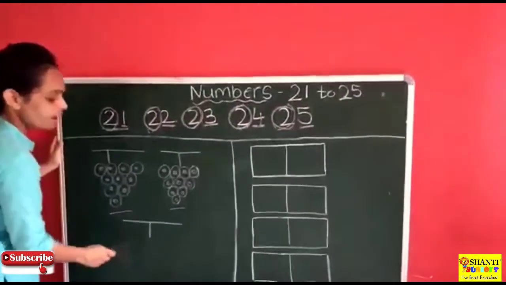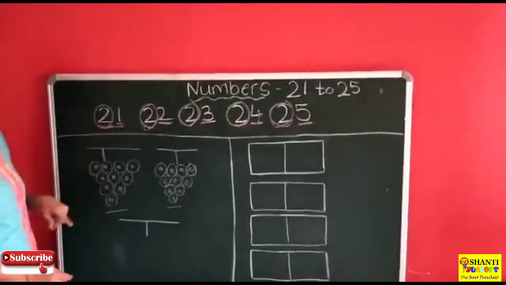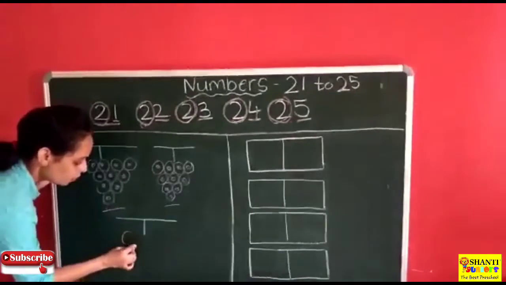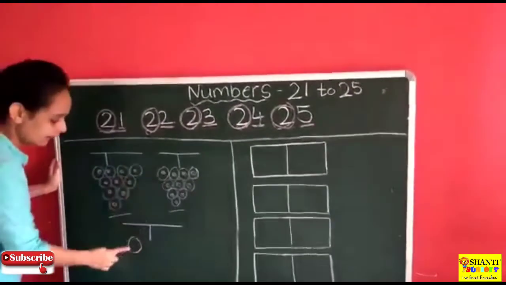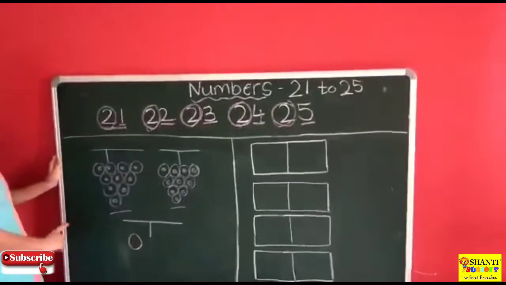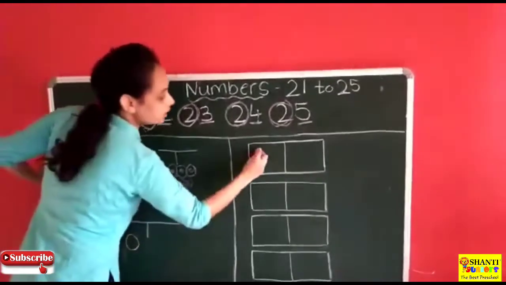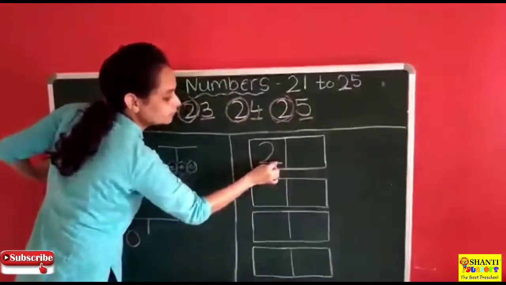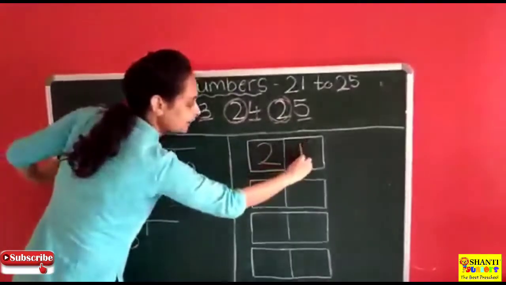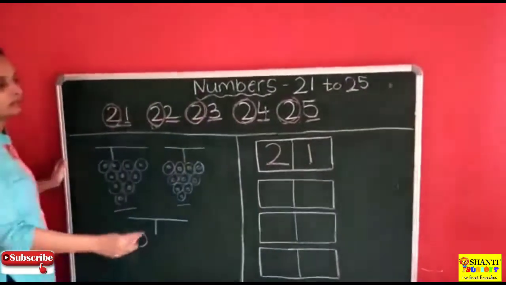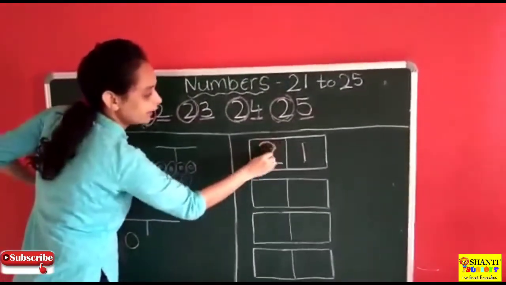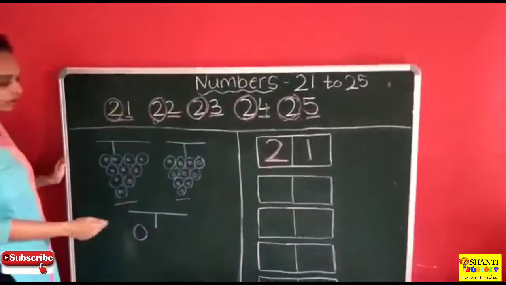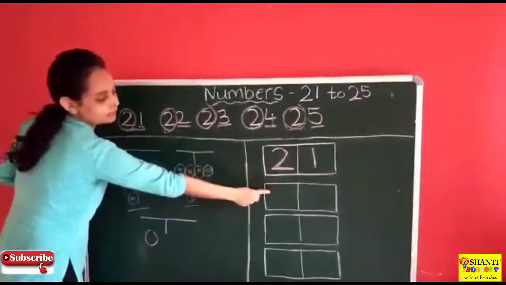So children, if I have to draw 21, I will take another bunch and then I will draw one more grape. It becomes 20 and 21. So how are we going to write 21? You know how to write 2: curve and slipping line. It becomes 2 and 1, 21. Curve and slipping line, and 1. 21.